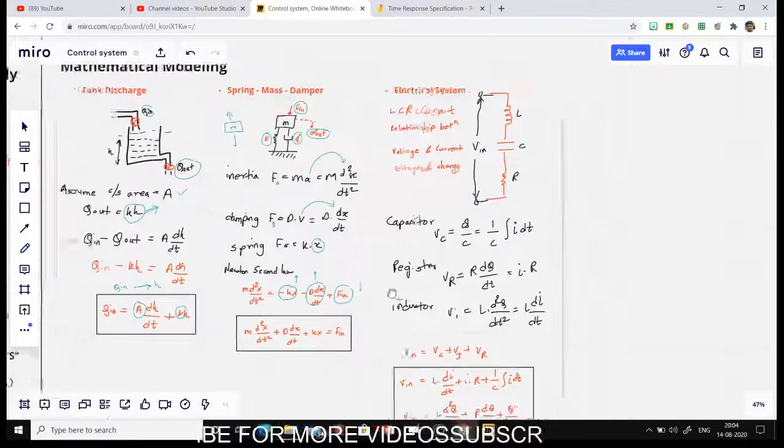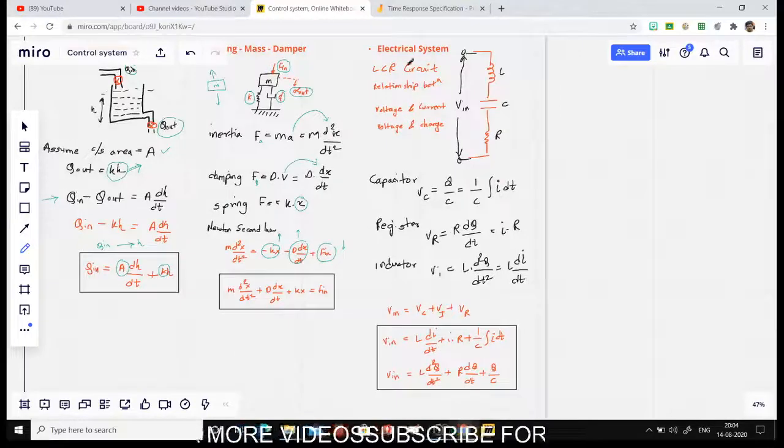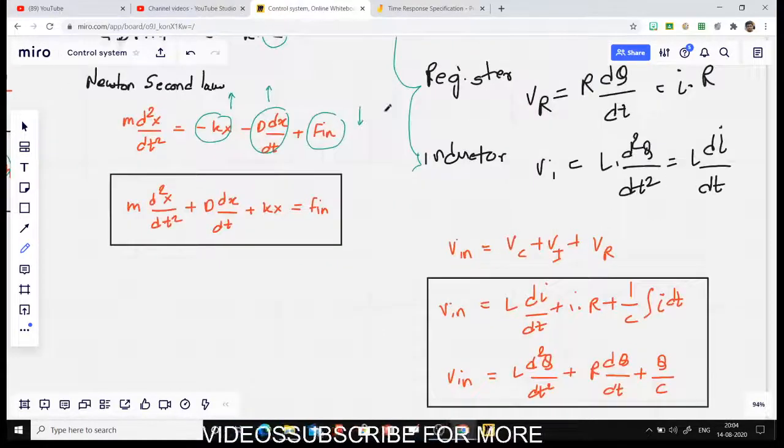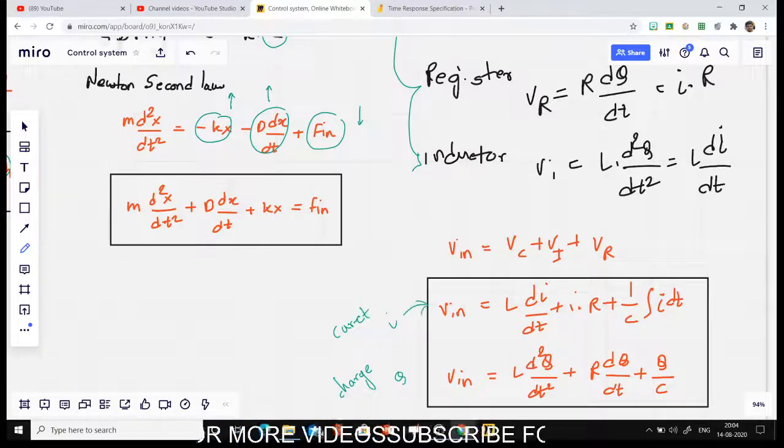Similarly, you can easily understand the electrical system, your LCR circuit, and you can derive these equations depending upon the capacitor, resistor, and inductor. There are two variables that can be used. The rule is that the voltage in will be the sum of all the voltages across C, L, and R. And you can derive those equations in terms of two variables. One is charge and one is current. So this equation is for current and this equation is for charge.